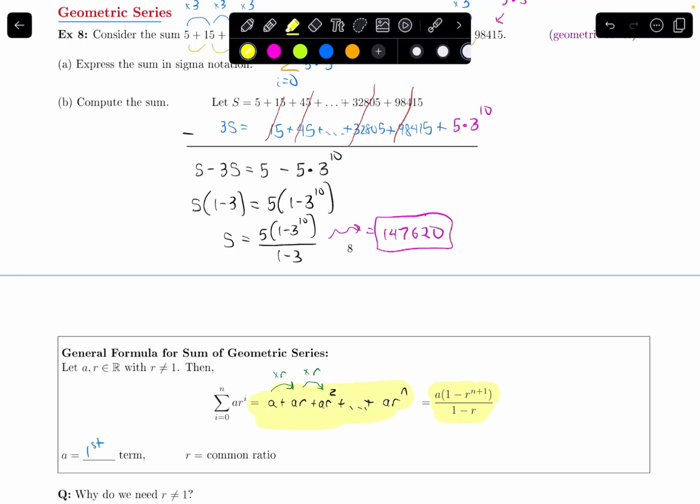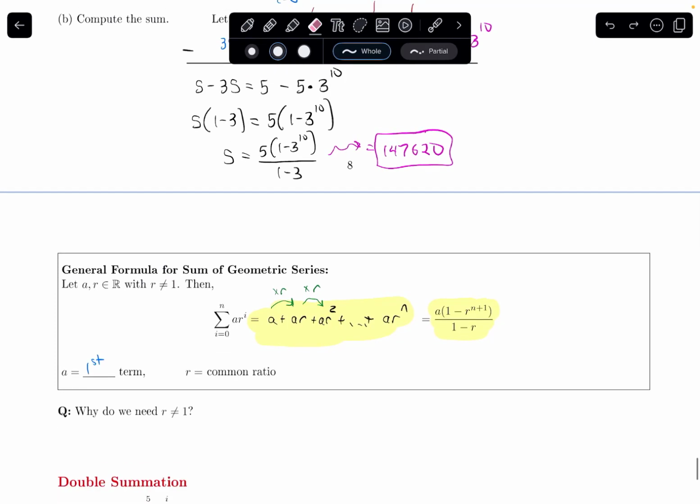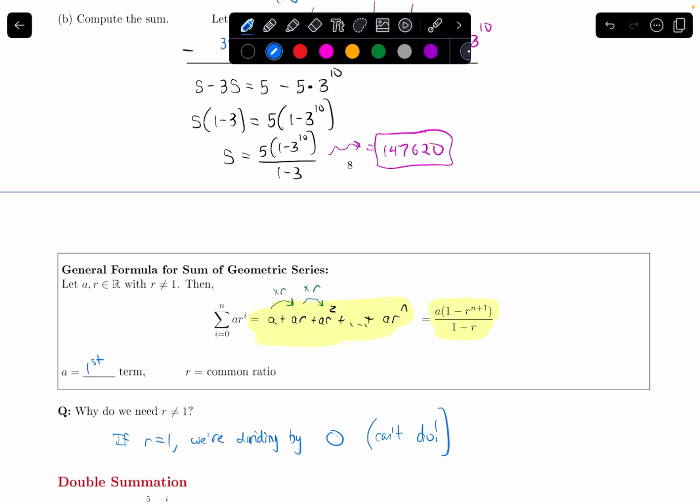So the question I want to end the video with is, why in the formula do I need r to not be equal to 1? That was a detail that I hadn't really mentioned. Why is r not supposed to be equal to 1? Well, if I were to plug in r equals 1 into this, I would be dividing by 0. So if r equals 1, we're dividing by 0, which we can't do. Okay, so that's why I need r to not be equal to 1 for this.